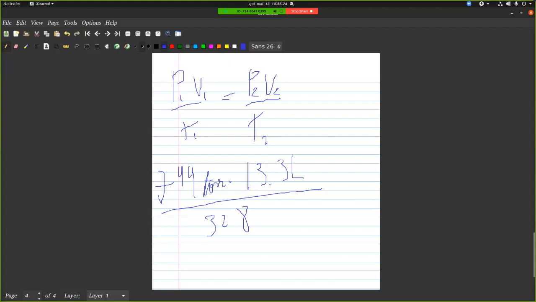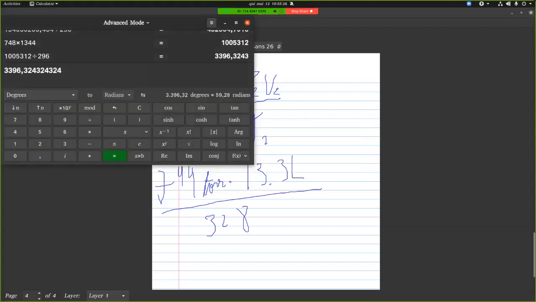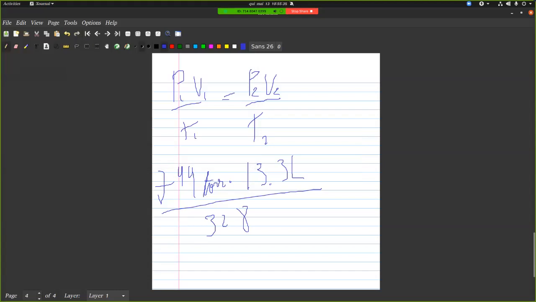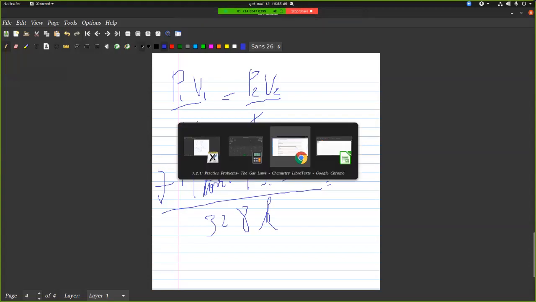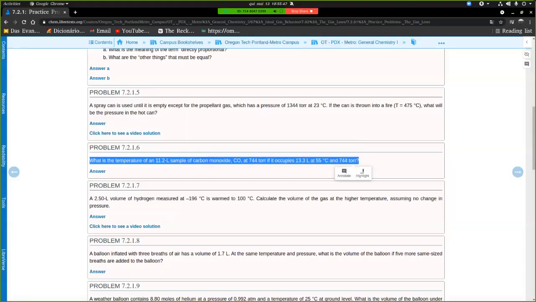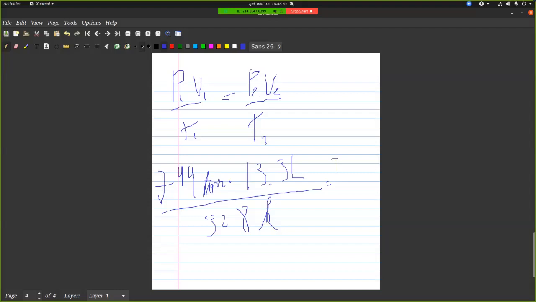Gives 328. Is that correct? 55 plus 273, wow, 328. This is Kelvin. Okay, I know that that must be equal to PV over T. And what is pressure? Oh, pressure is 744, so it didn't change the pressure.